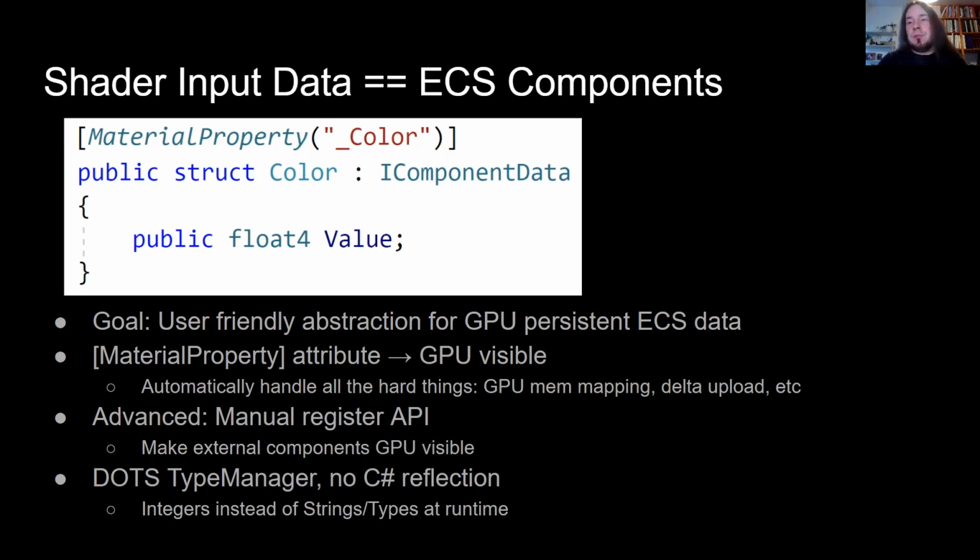For advanced users, we also offer an API for manually registering the GPU visible components. This is convenient when you want to enable GPU access of components from external libraries and you don't want to change their source code. DOTS has a custom type manager implementation that provides a subset of C# reflection features. Instead of the slow C# type and string classes, it uses integer identifiers. We only use reflection at startup to avoid any additional runtime costs.